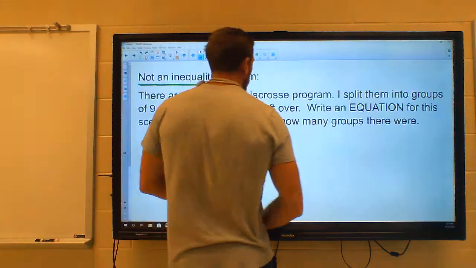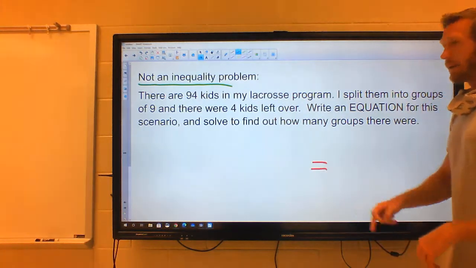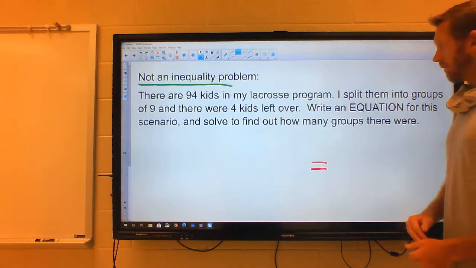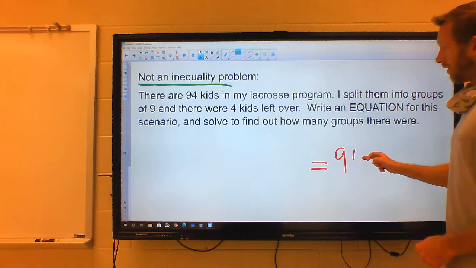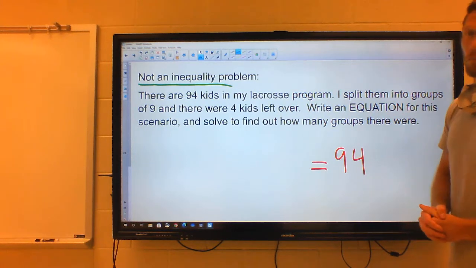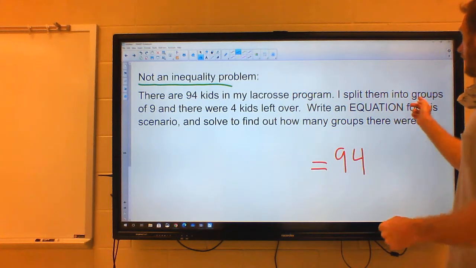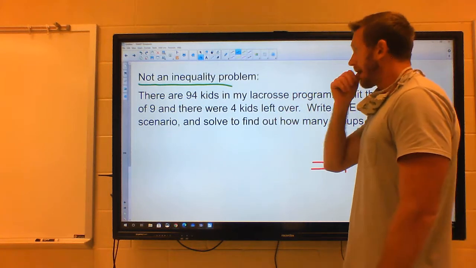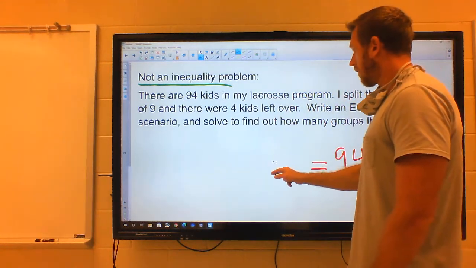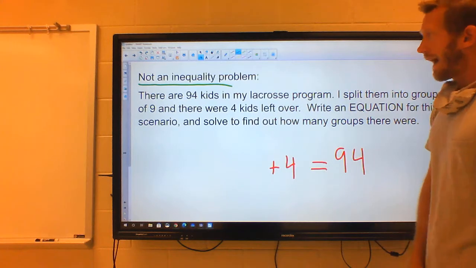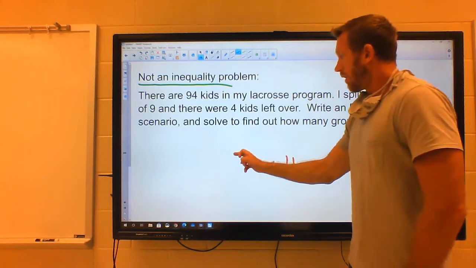Write an equation. Okay, so that means there's going to be an equal sign, not an inequality symbol. And it equals a total of 94 students, or 94 players on my lacrosse program. And I had split them into groups of 9, and there were 4 kids left over. So the plus 4, that is the extra kids left over.